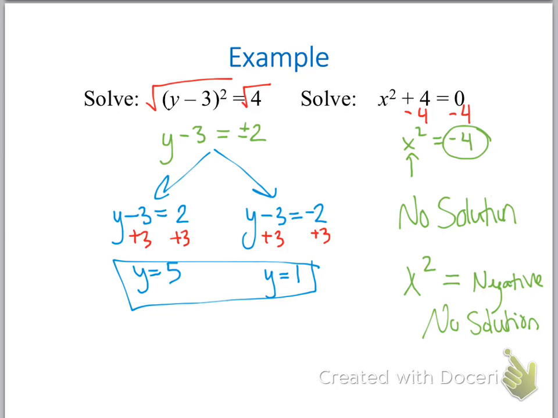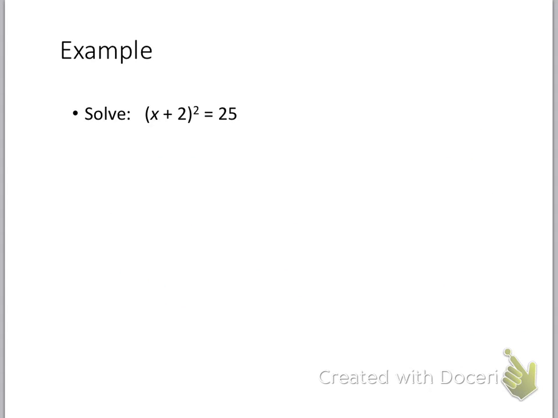All right, let's do one last example. Oh, this is just like one we already did. Notice the squared is all by itself on one side of the equation, so we can take the square root of both sides. X plus 2 equals, what's the square root of 25? Plus or minus 5.